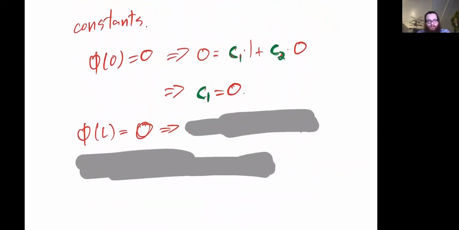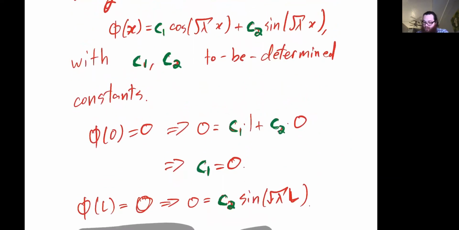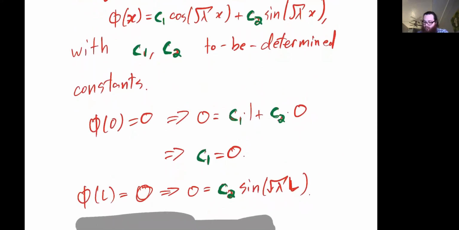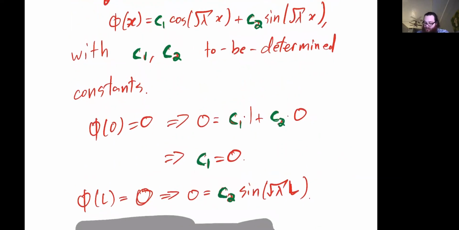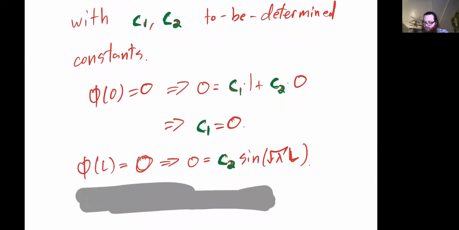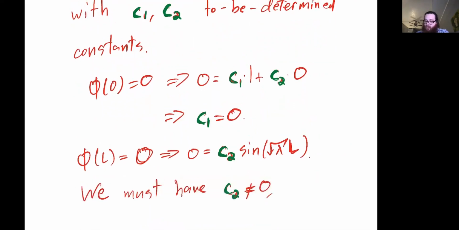Okay, so what does the other boundary condition give us? If you plug it in, here already using that c1 is 0, we don't have to worry about this term. And so then what we get is, plug in x equals L. We have this condition right here. One thing to note is that we don't want c2 to be 0.